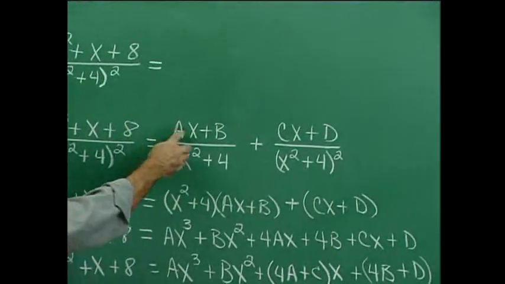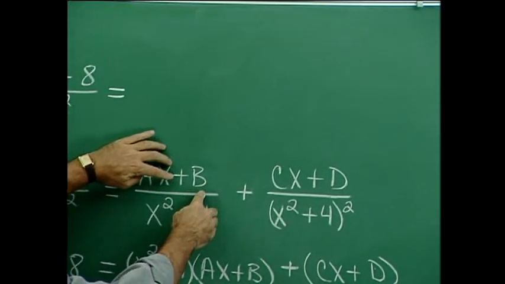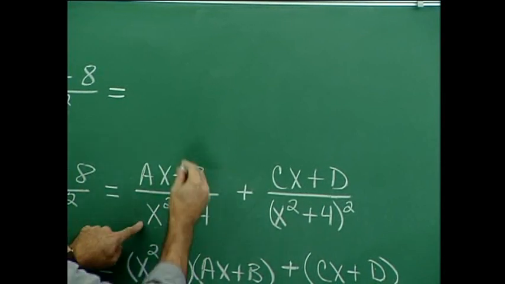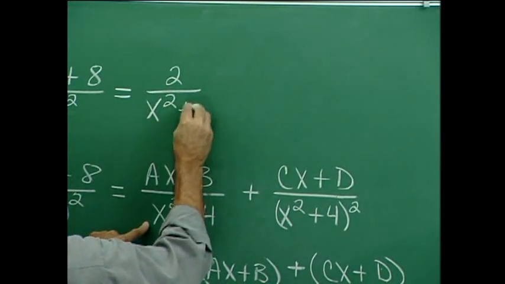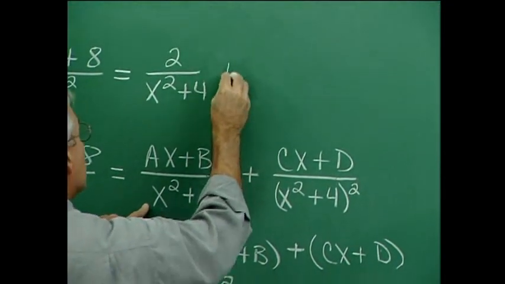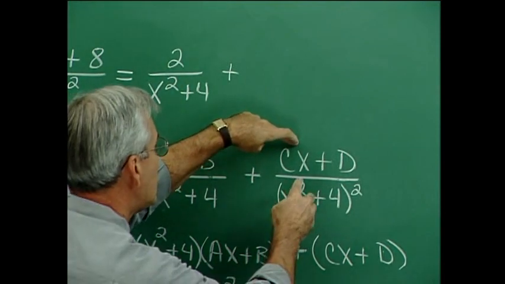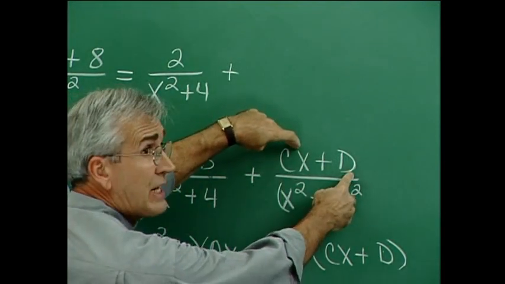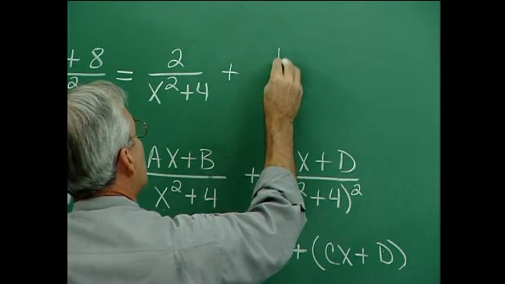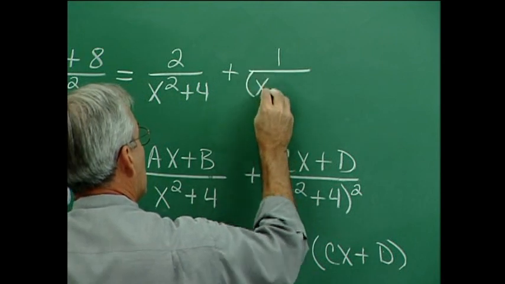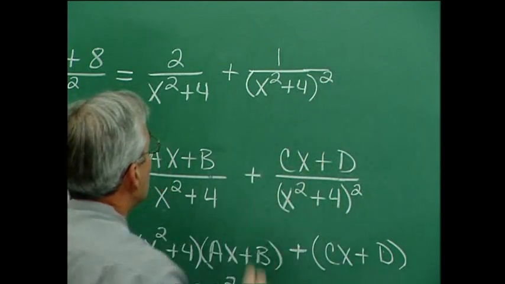We have, let's see, ax plus b. The a value was 0, so that goes out, and then b was 2, so we have 2 over x squared plus 4. And then, let's see, we have cx plus d. The c value from below is 1, so we have simply x plus d. D was 0, so we have x over this denominator. And that's it.